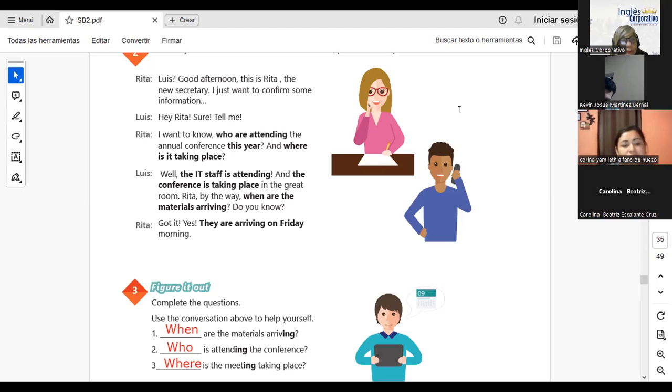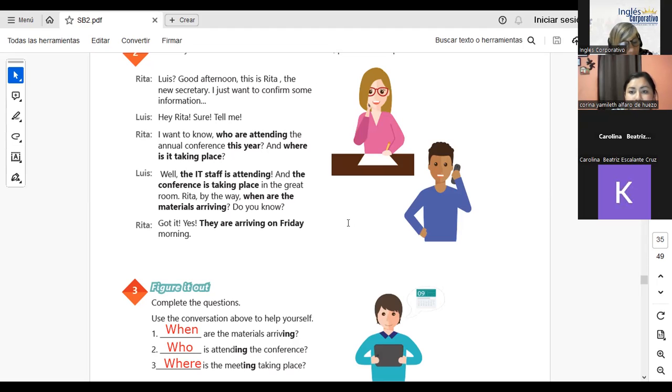Well, the IT staff is attending and the conference is taking place in the great room. Rita, by the way, when are the materials arriving? Do you know? Got it. Yes, they are arriving on Friday morning. Excellent. You can do it. Okay, now continue.